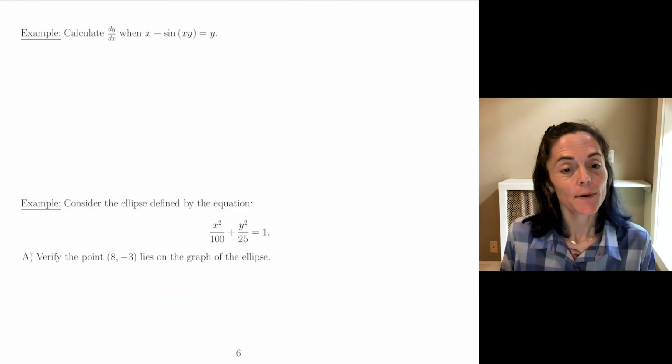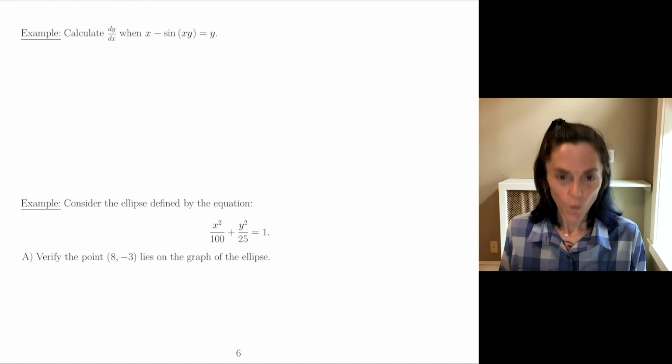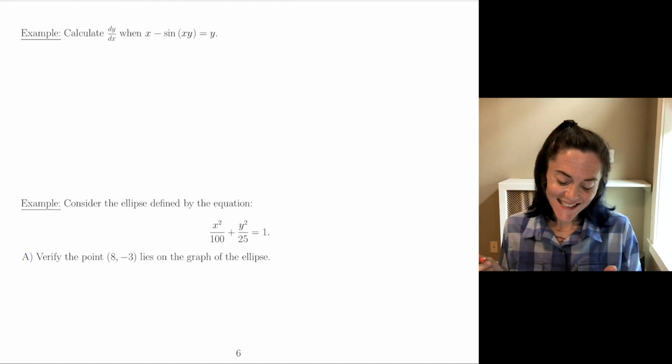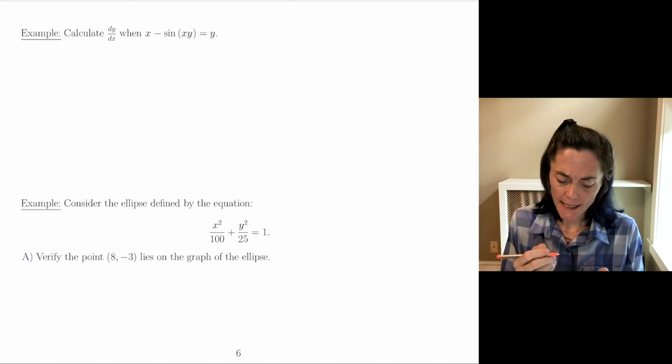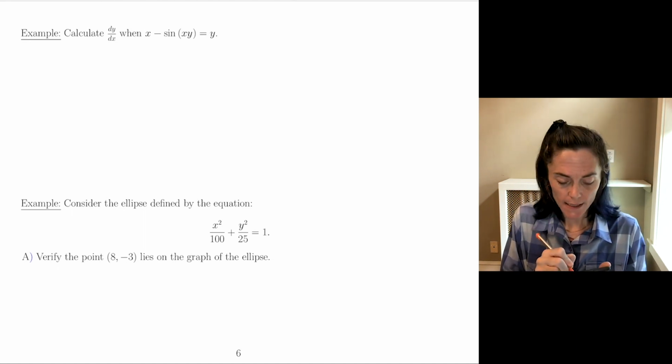My next example, I would like to calculate dy/dx when x minus sine of xy equals y. So we get started by differentiating the left-hand side and the right-hand side. Well, the derivative of x is 1.